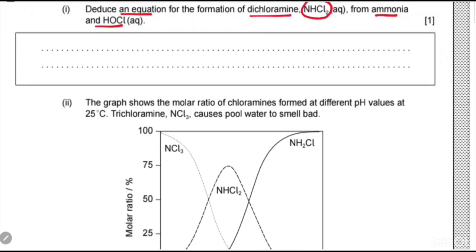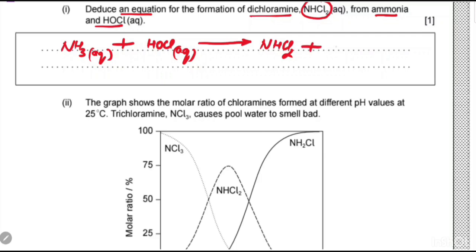The equation will be ammonia, NH3. Whenever we are writing an equation, we have to write the states. NH3 aqueous reacts with HOCl aqueous to form dichloramine, which is the main product, NHCl2. Along with this, water will also be formed, which will be the byproduct. NHCl2 state is aqueous again, and water will be liquid.